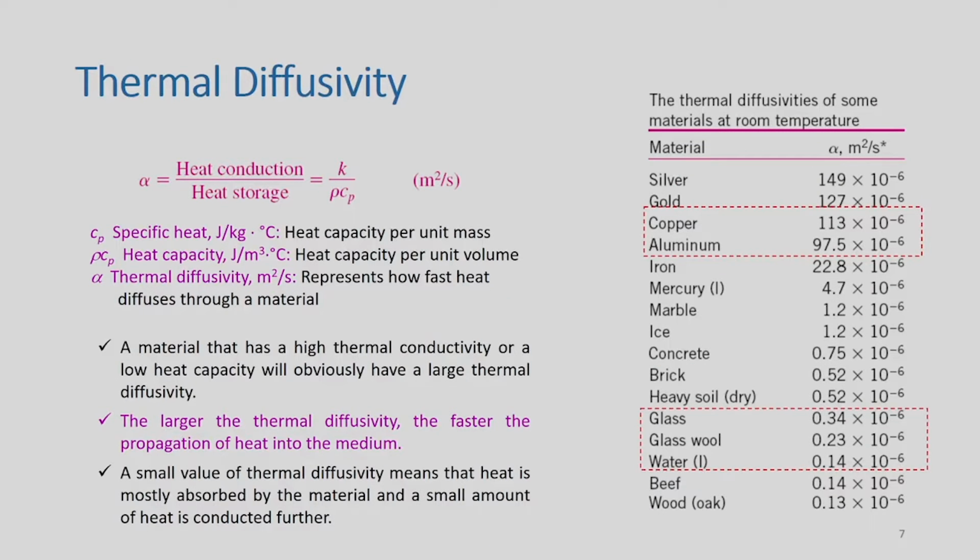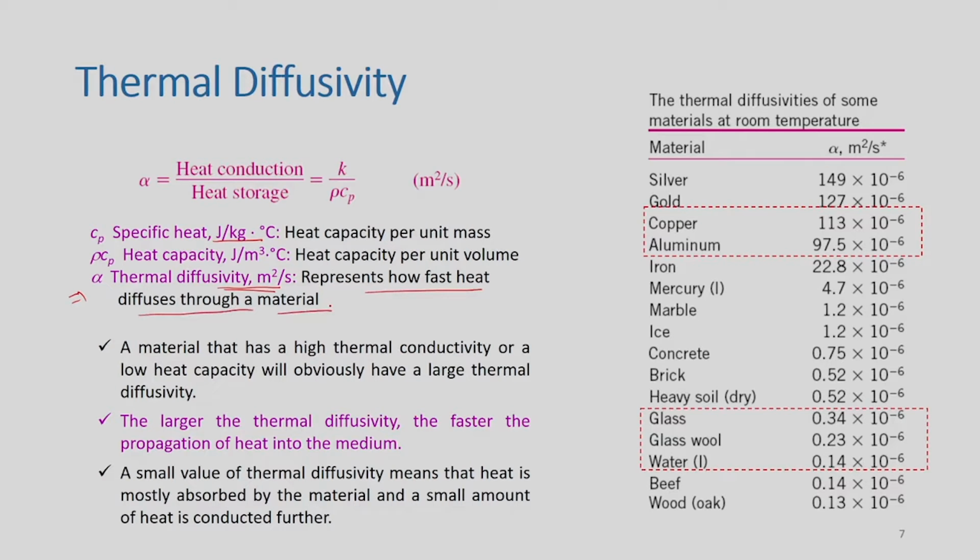One more term we need to define here is the thermal diffusivity, which is defined as heat conducted to heat stored, and this is mathematically represented by k by rho Cp. Cp is specific heat and rho Cp is the heat capacity. You can see the difference in units, joule per kg per degree Celsius, then joule per cubic meter per degree Celsius, and thermal diffusivity is represented by meter square per second, which represents how fast the heat diffuses through a material.